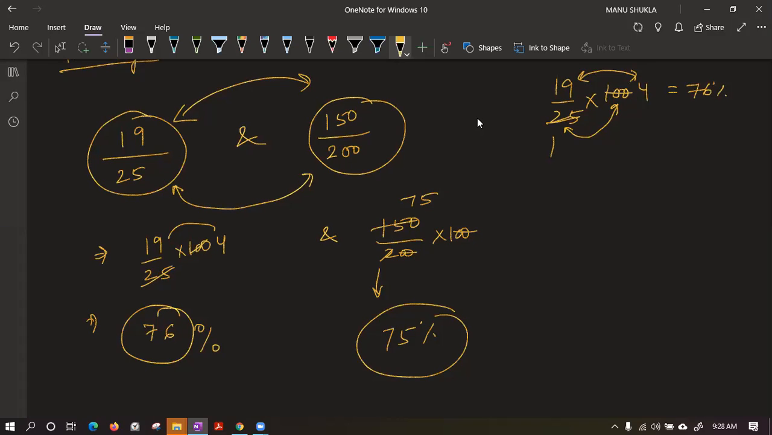Yes, so the student has done better in the first term, 76%, and in the second term, he has got 1% less, that is 75%. Now let us see the questions directly, or we can take some example also. Let's take some questions first. That will make you understand better.